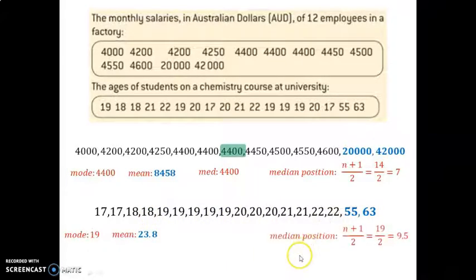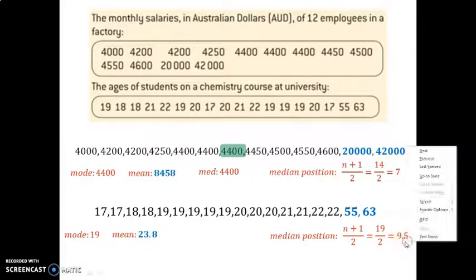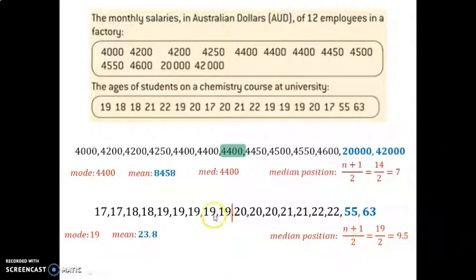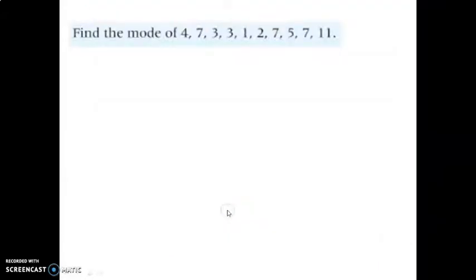Okay, next, median, n plus 1 divided by 2. 19 divided by 2 tells us the position, which is 9.5. I go to position 9.5. It's right here between 9 and 10. And in between those numbers is 19.5. So that's the median. So I think the median and the mode tell a much better story about the center of this data. Okay, let's keep going.